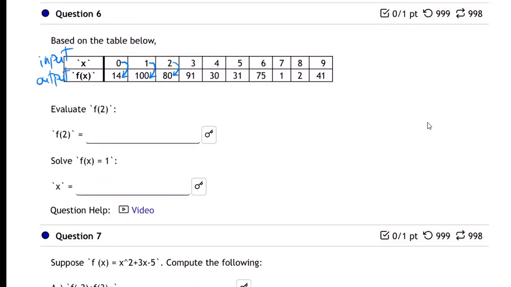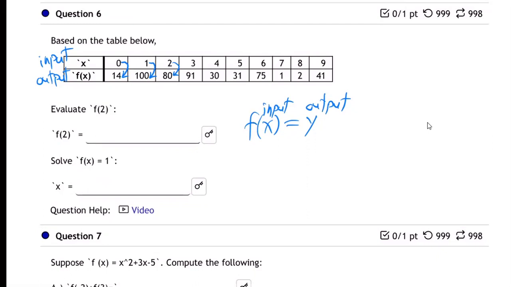Now remember how function notation works. It's x inside, y outside, or input, output, kind of like a toaster, right? You put bread in, you get toast out. Frozen waffles in, toasted waffles out. X in, Y out. That's what we're saying with function notation.